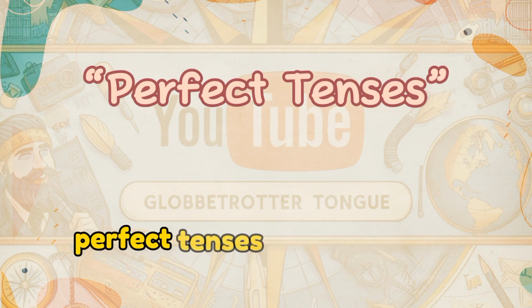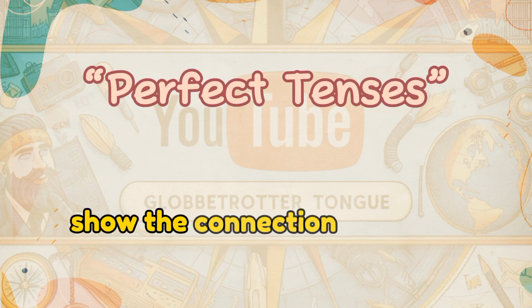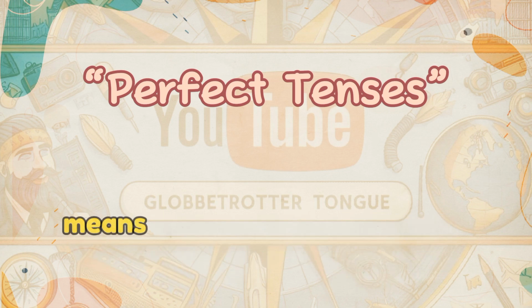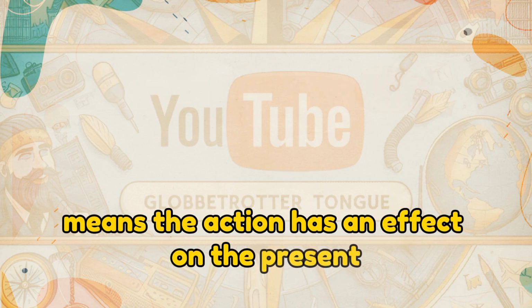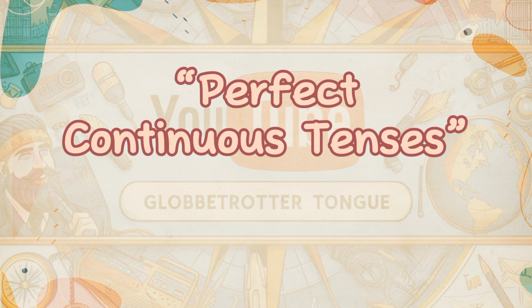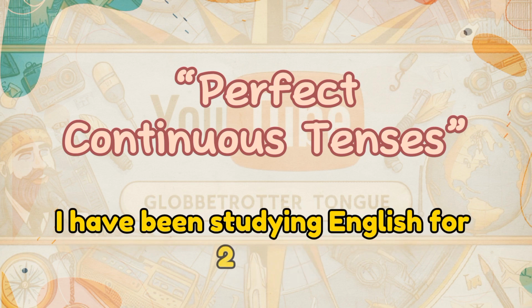Perfect tenses. Perfect tenses show the connection between the past and the present. I have finished my homework means the action has an effect on the present. Perfect continuous tenses. Perfect continuous tenses emphasize the duration of an action. I have been studying English for 2 hours.